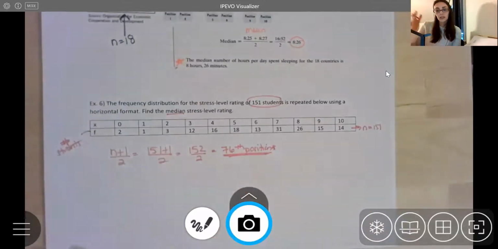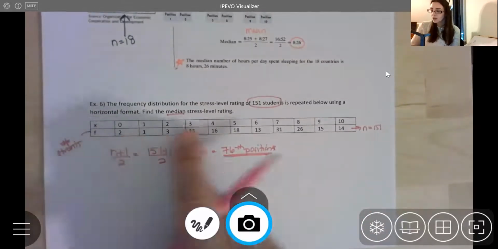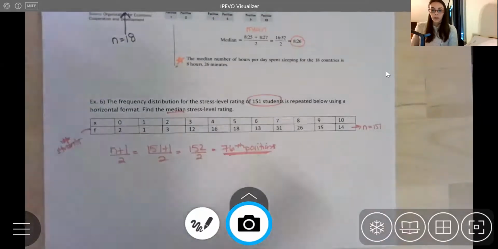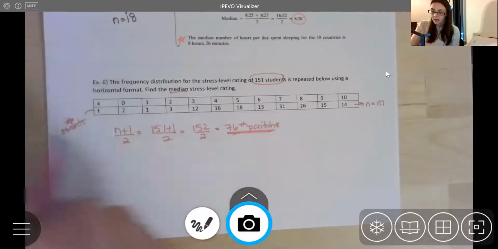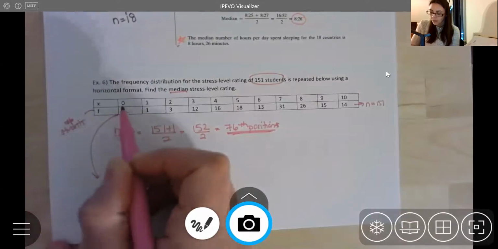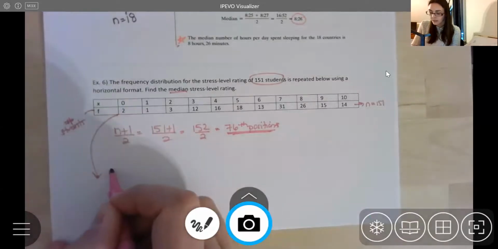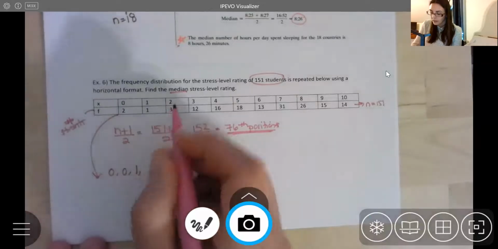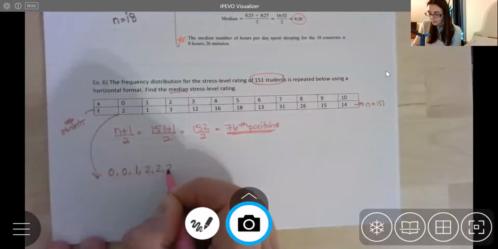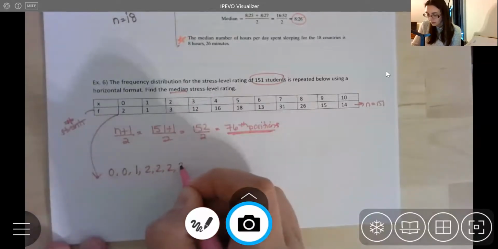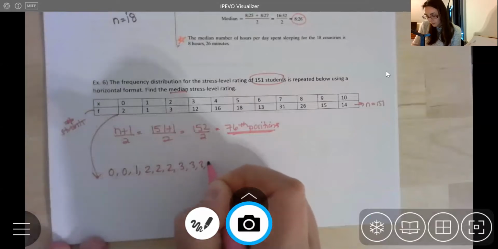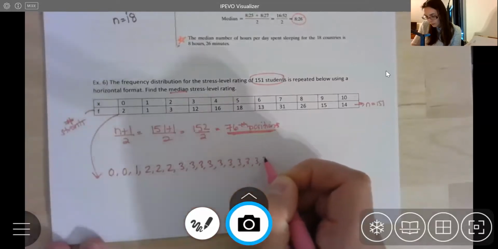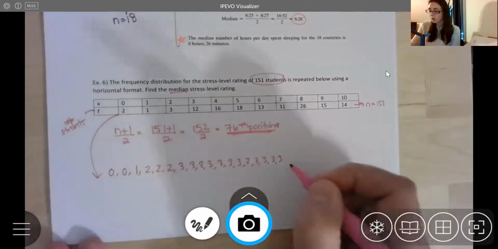And again, I'm going from smallest to largest. So this is smallest to largest here, right? 0, 10. Now, remember, what's going on here? So as a little side note, we have 2 zeros. So this is like having 0, then 0. I have 1, 1. I have 3 2s. I have 12 3s. Okay, and so on, right?